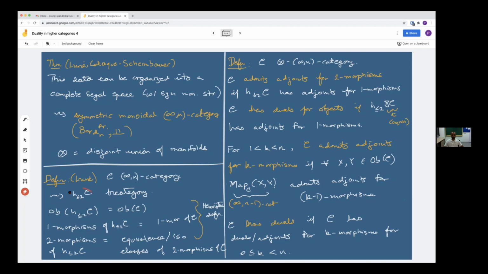So I think I used the symbol hC before, but it seems I've made the error of defining it afterwards, so I apologize for that. I think I defined them for bicategories, but now I'm defining them for infinity n-categories.